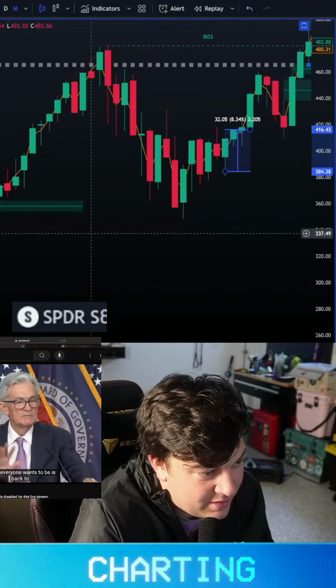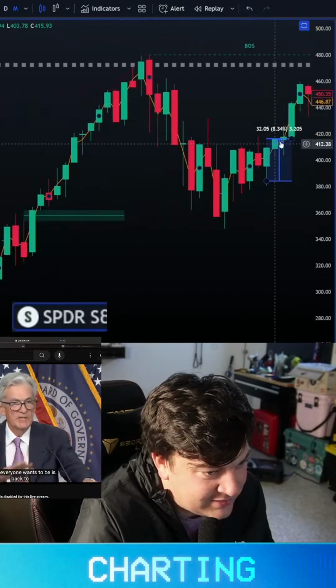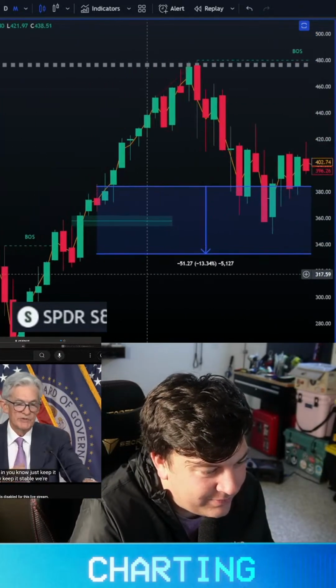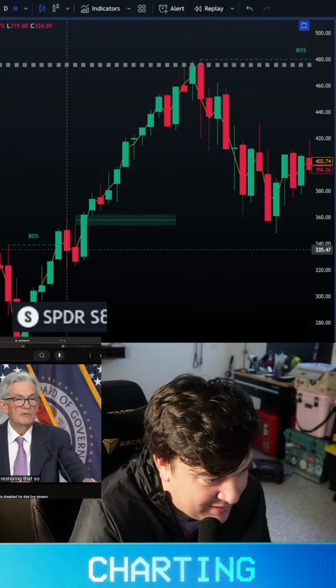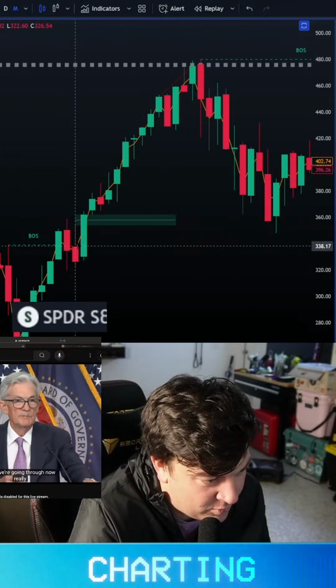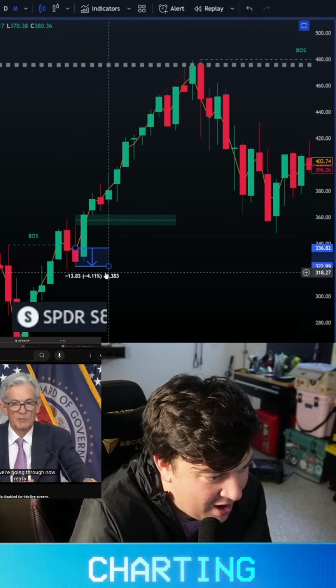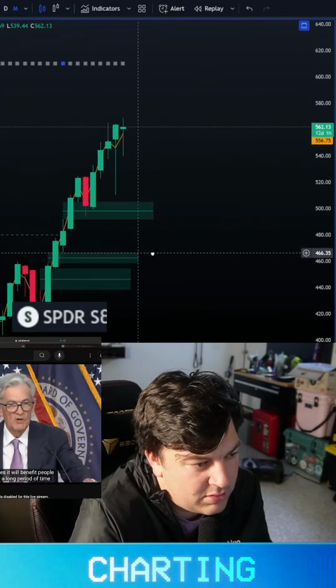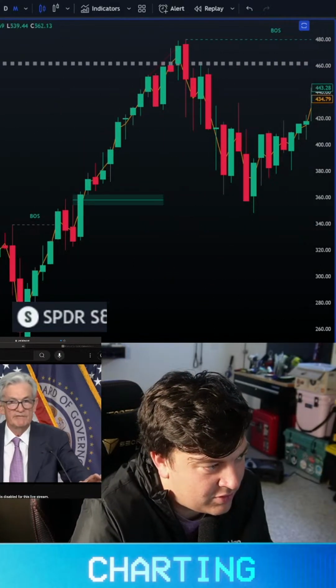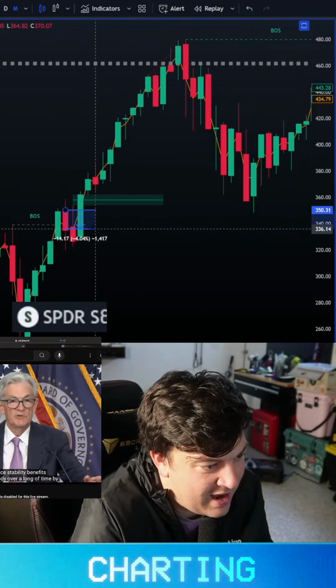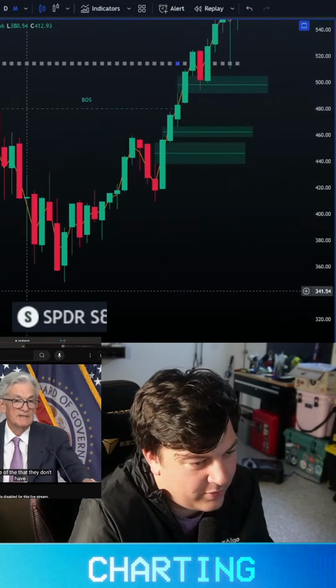That's where everyone wants to be, is back to that. We just keep it low, keep it stable. We're restoring that, and we always have. It restores price stability, which benefits everybody over a long period of time, by virtue of the fact that they don't have to deal with high inflation. So that's what's been going on.